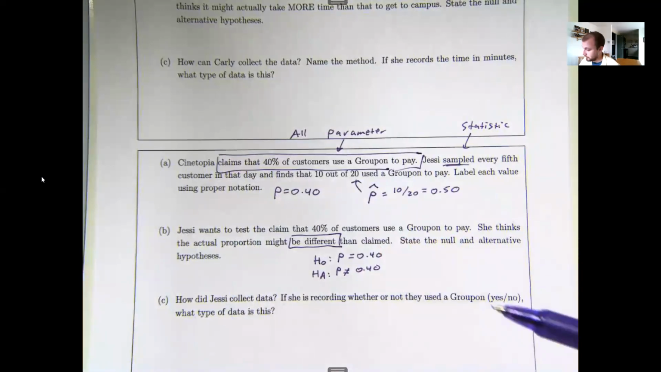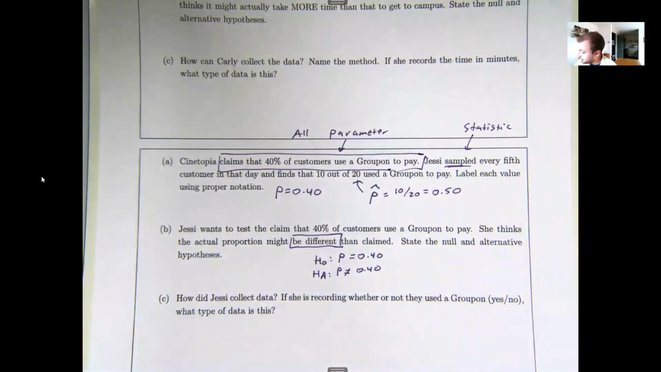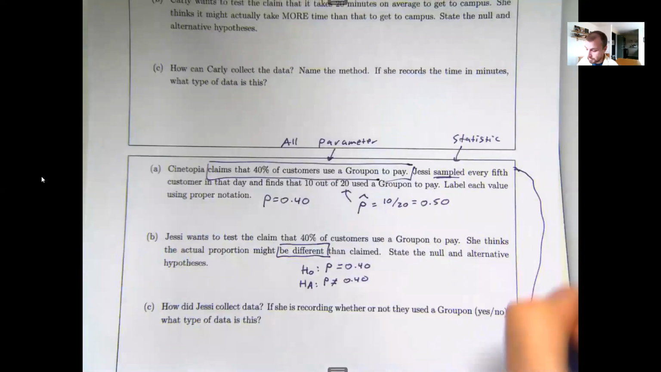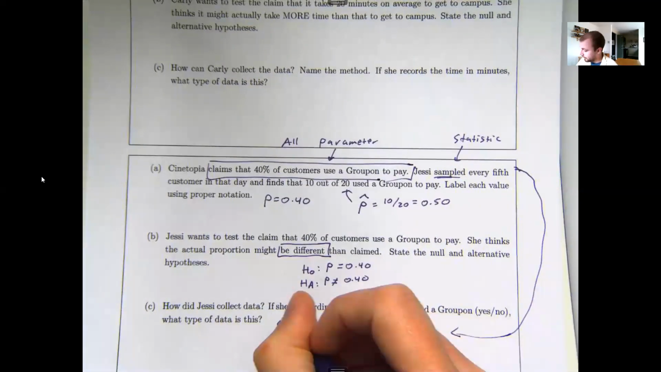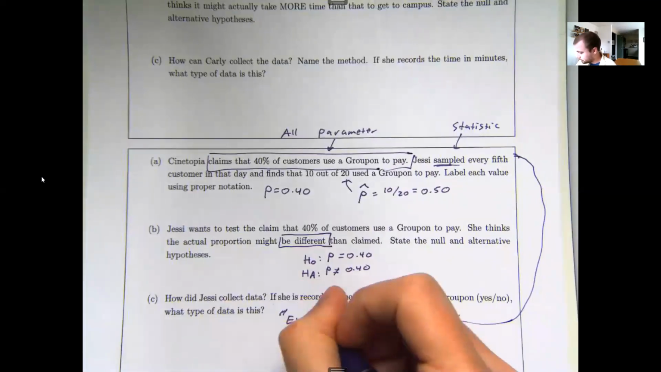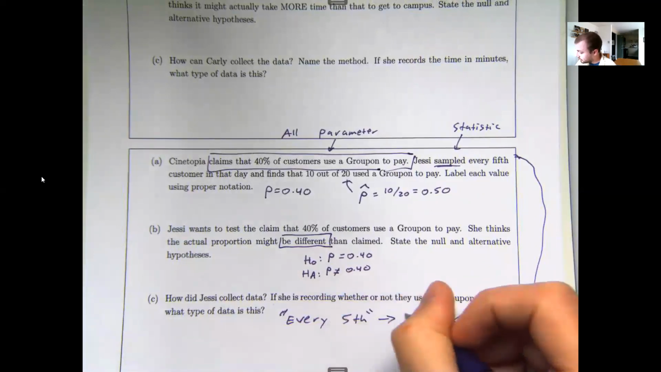Let's look at the next piece of data that we're analyzing. How did Jesse collect this information? Well, she asked every 5th person. And if I'm looking at every 5th, that feels like something a machine could do that's systematic.